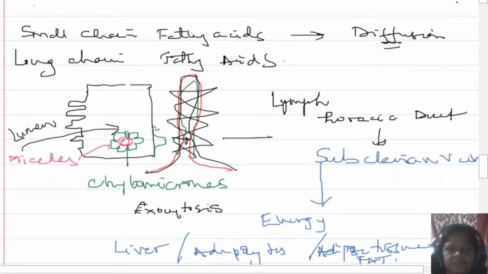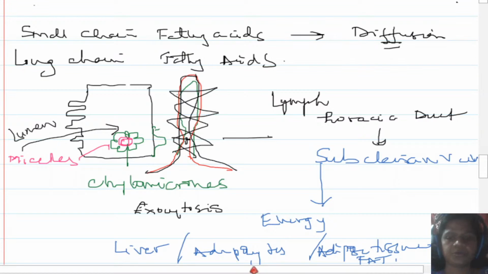Okay, so the small chain fatty acids go through simple diffusion, but the long chain fatty acids cannot go through. So how do they go? From the lumen as micelles, they enter into the cells. There they're coated by protein, which are called chylomicrons. They exit out by exocytosis, get into the lacteals, and through the lymph, it is carried through the lymphatic system, and ultimately it reaches the subclavian vein through the thoracic duct and reaches the rest of the body.